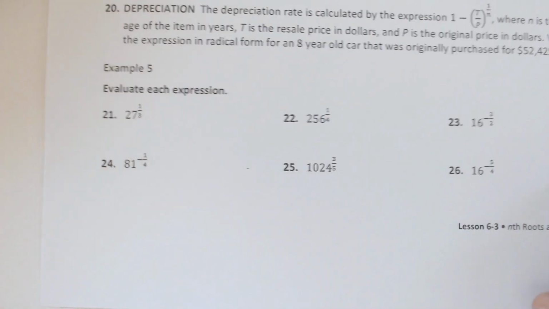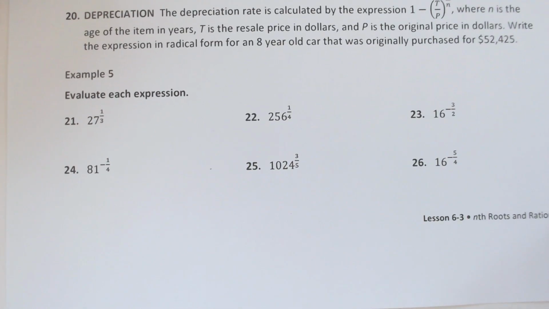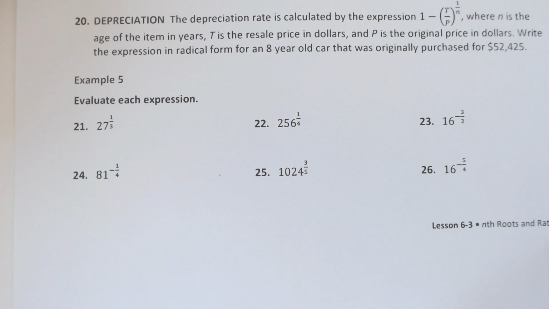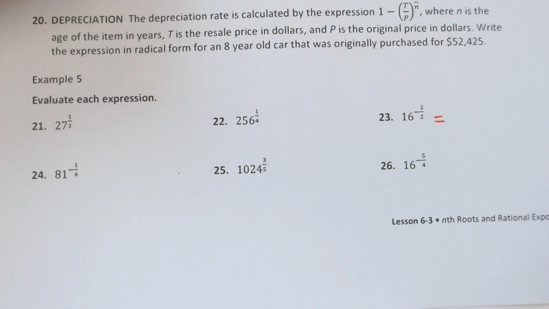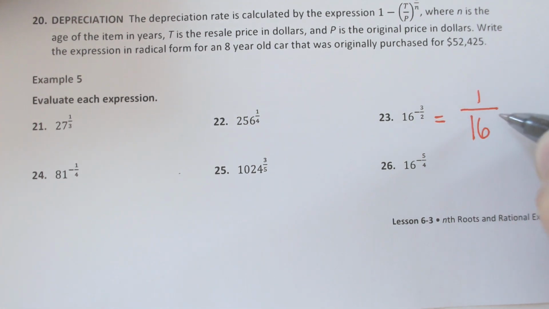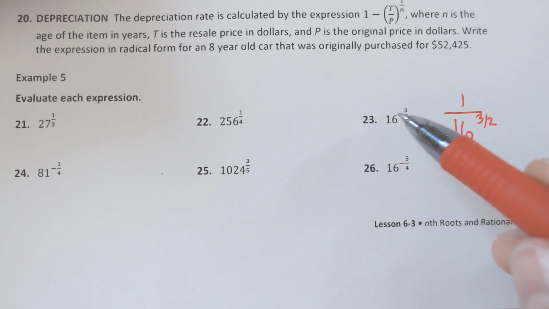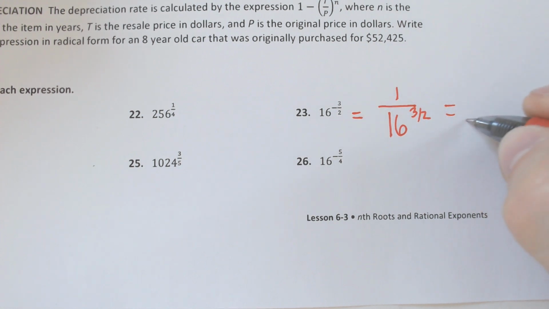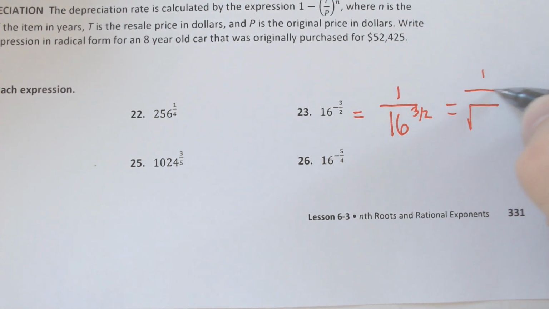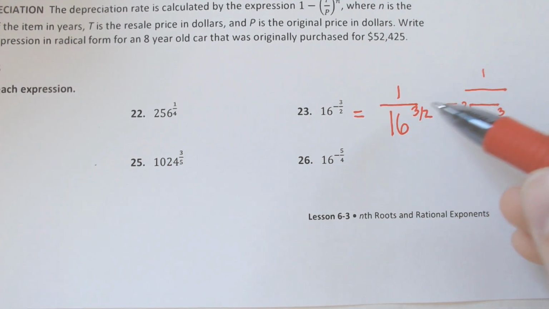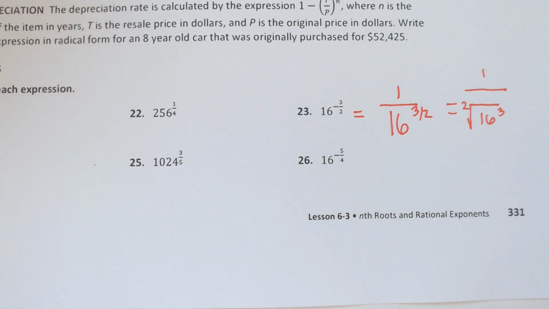Moving right along, if we have to evaluate an expression, I would highly recommend just typing it in your calculator. But if you want to do it by hand, for instance, if I wanted to do number 23 by hand, I would have to recognize first that this is 1 over 16 to the 3 over 2 power, because a negative exponent means I have to put it to the bottom of the fraction. And then from here, I would have to do the square root of 16 to the 3rd power, because the 2 goes on the outside and the 3 goes on the inside.